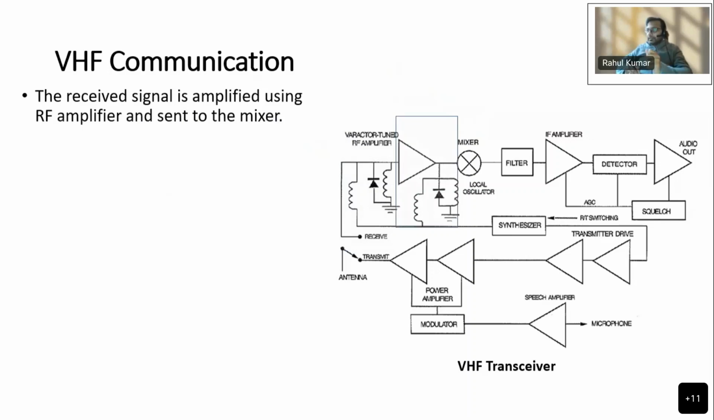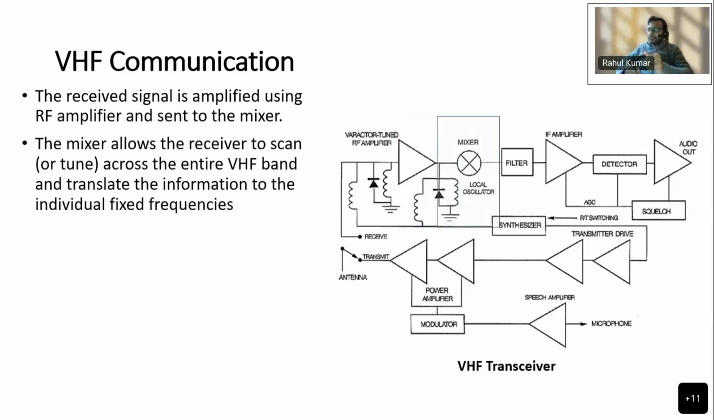Now the received signal is amplified using an RF amplifier and sent to a mixer. So after trimming the received signal, or after eliminating any undesired frequencies, your signal is then amplified. Okay, and it is sent to this mixer.